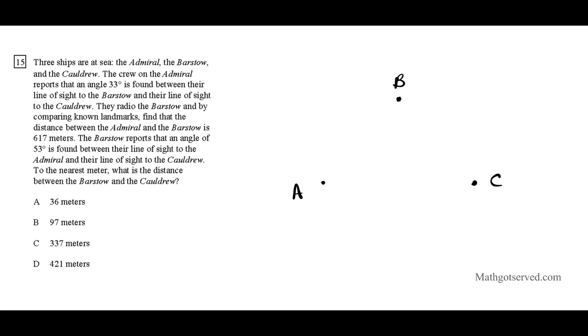All right, let's formulate a triangle, and then we're going to populate the measures using the information in this paragraph. So we have a triangle situation. Starting from Admiral, the angle of 33 is between Barstow and Cauldron. So this is 33 degrees right here, between Barstow and Cauldron, this angle right here.